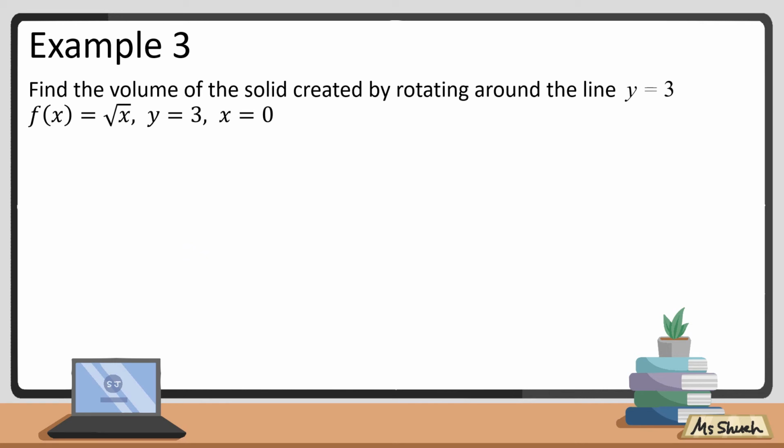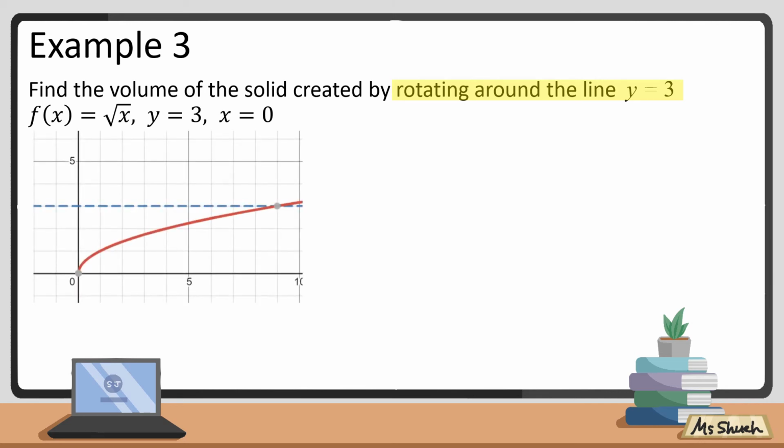Next, we're going to do the same thing, but this time, instead of rotating it around the x-axis, we're going to rotate it around a line that is parallel to the x-axis. We're going to rotate it around the line y equals 3. So we'll start by graphing the function, which is right here, y equals square root of x. The region is enclosed by y equals square root of x, y equals 3, and x equals 0. So this is our region. And we're going to be rotating around the line y equals 3.